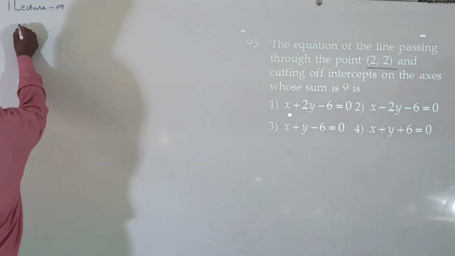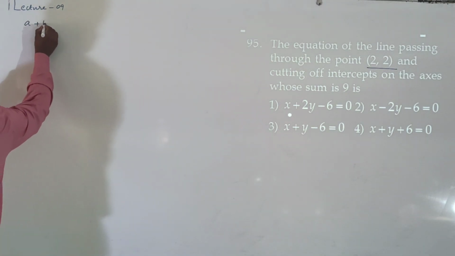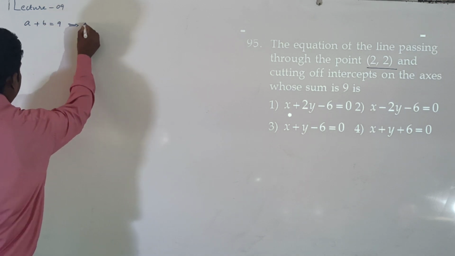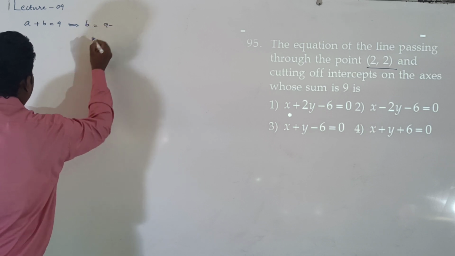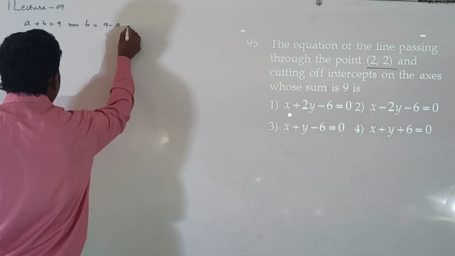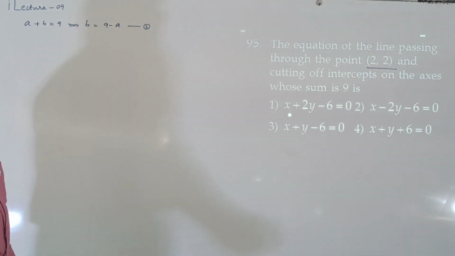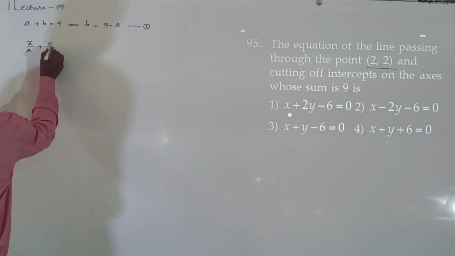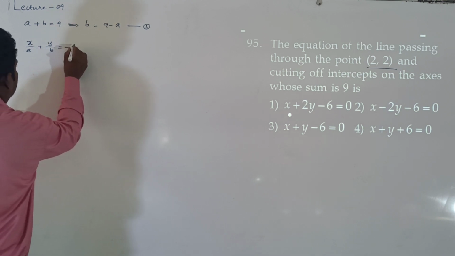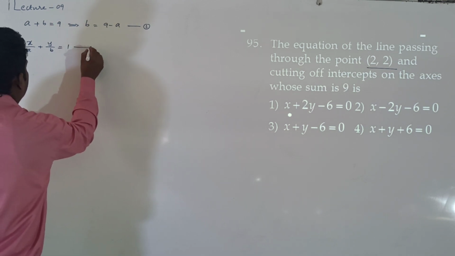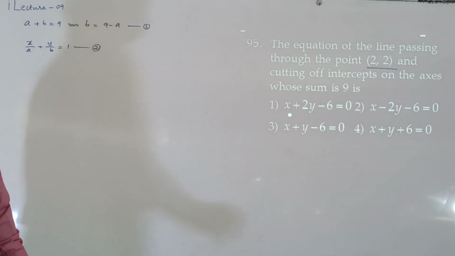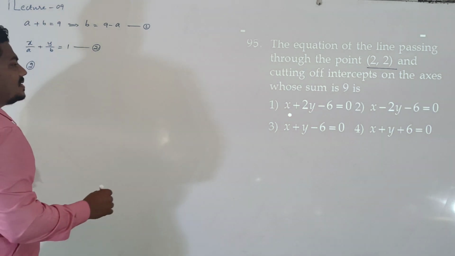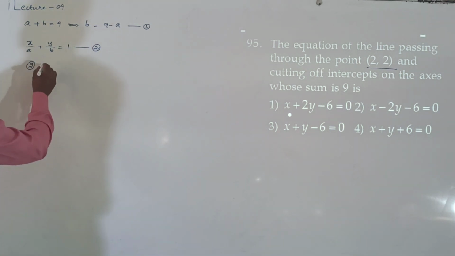One of the conditions is x intercept plus y intercept is equal to 9. From this we can write b is equal to 9 minus a. Take this as equation number 1. And the equation is x by a plus y by b is equal to 1. Take this as 2, and it passes through the point.